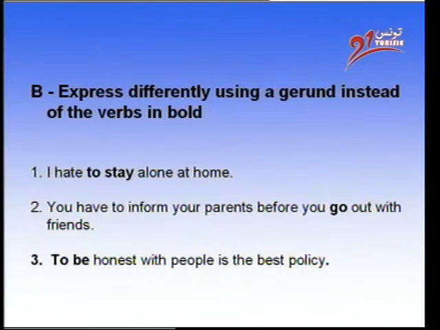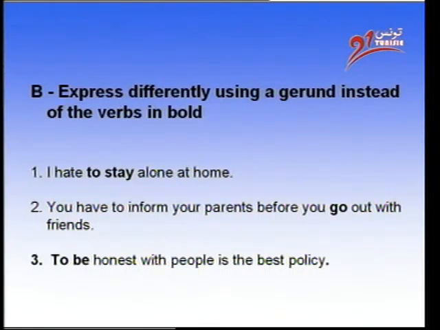Now, express differently using a gerund instead of the verbs in bold. I hate to stay alone at home. You have to inform your parents before you go out with friends. To be honest with people is the best policy.